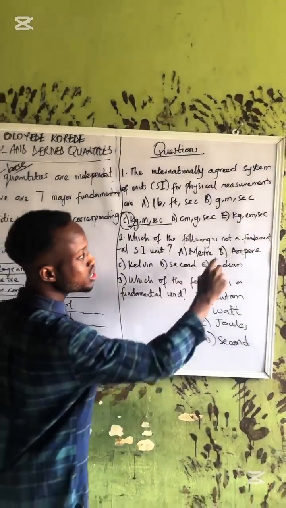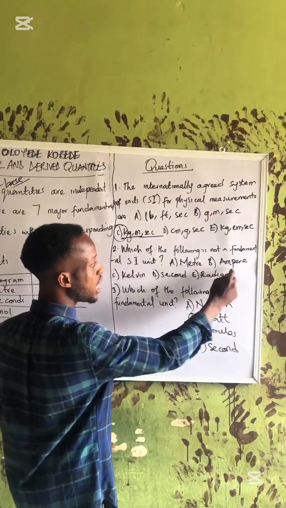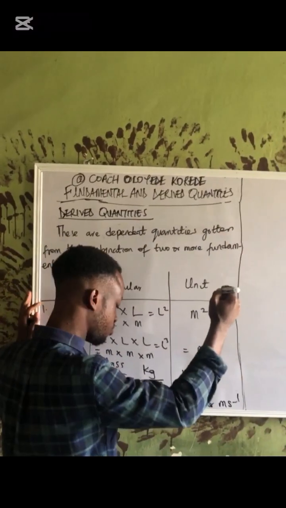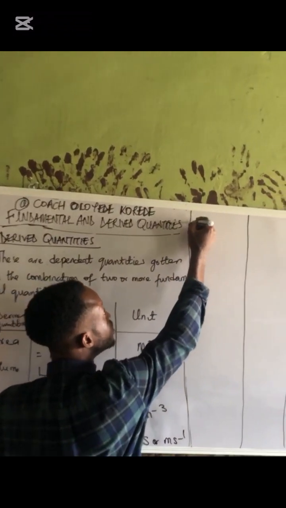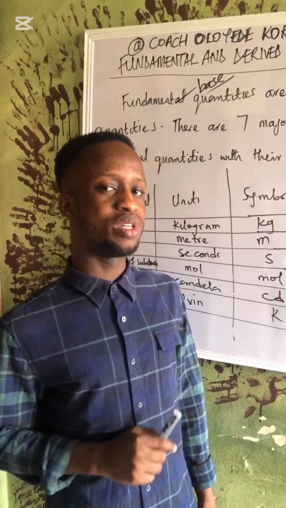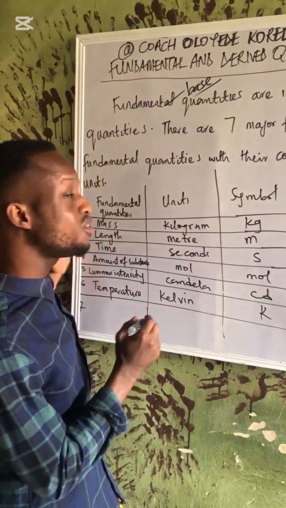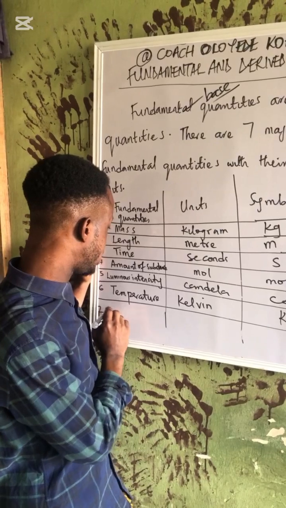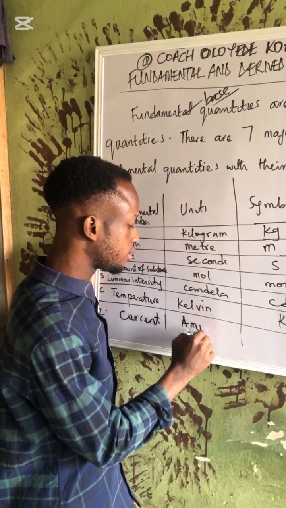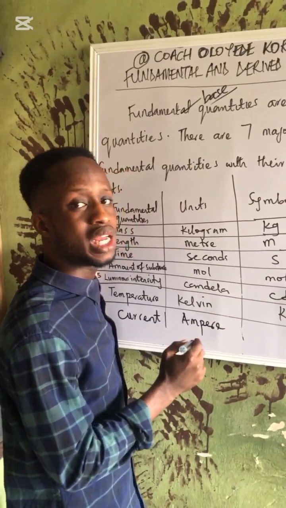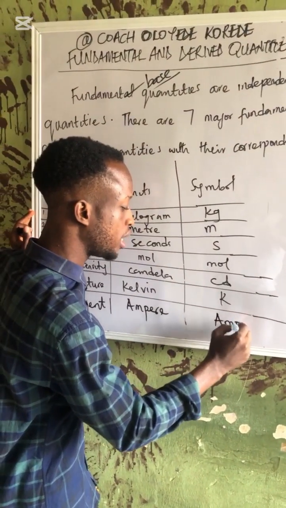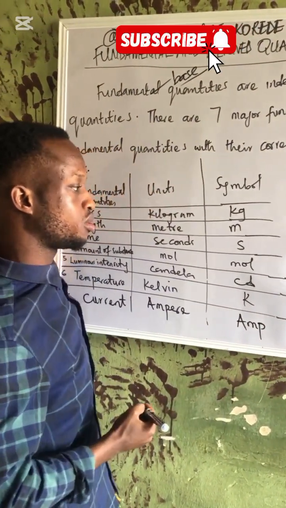Number 2 question. Which of the following is not a fundamental SI unit? You have meter, ampere, Kelvin, second, and radian. So looking at it, I would love to chip in this on the derived quantity. One of the 7 fundamental quantities is current. Current has the unit of ampere. We can find current under current electricity. So we have ampere. So let's move to the derived quantity.